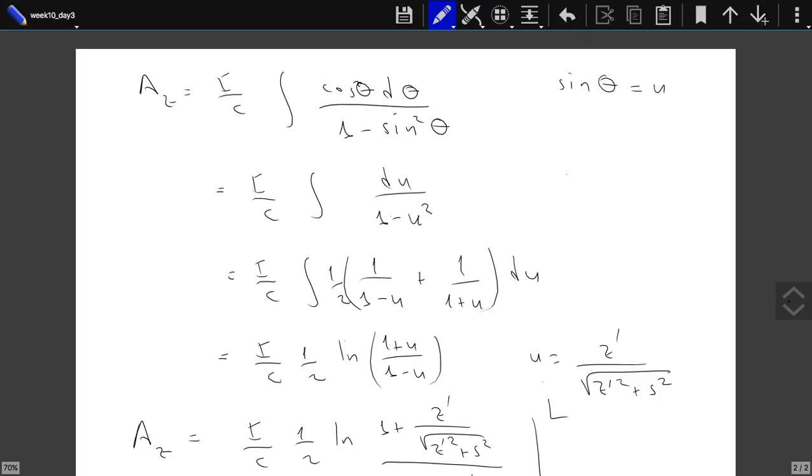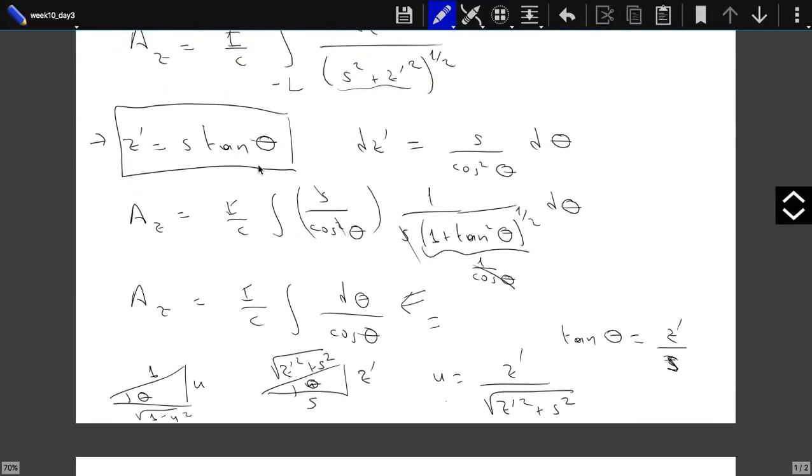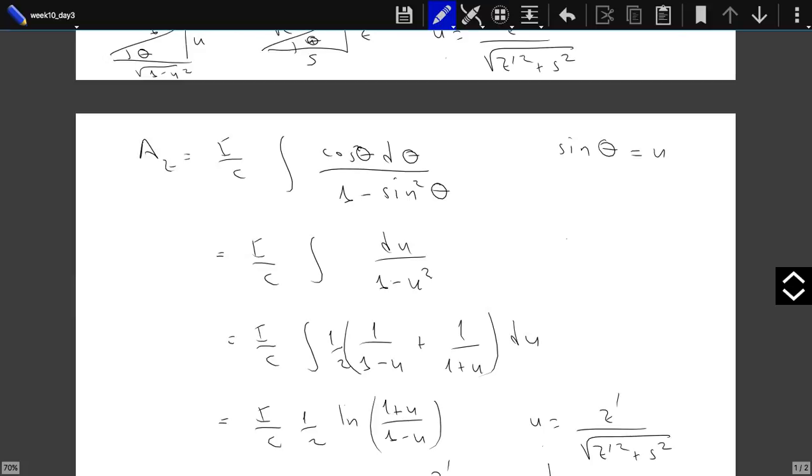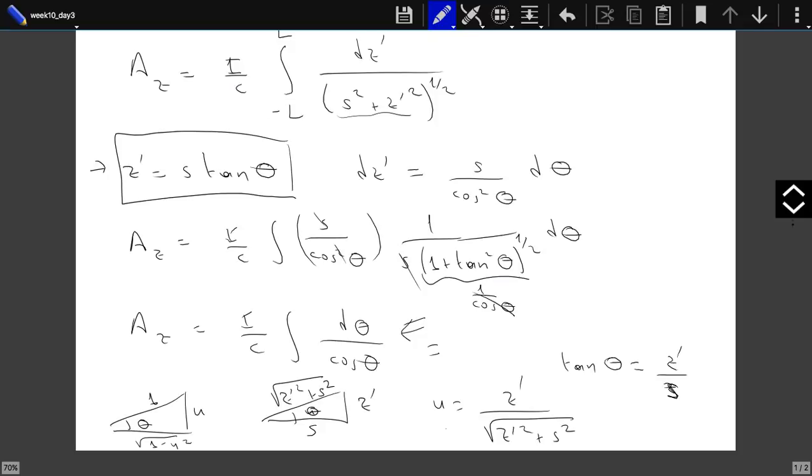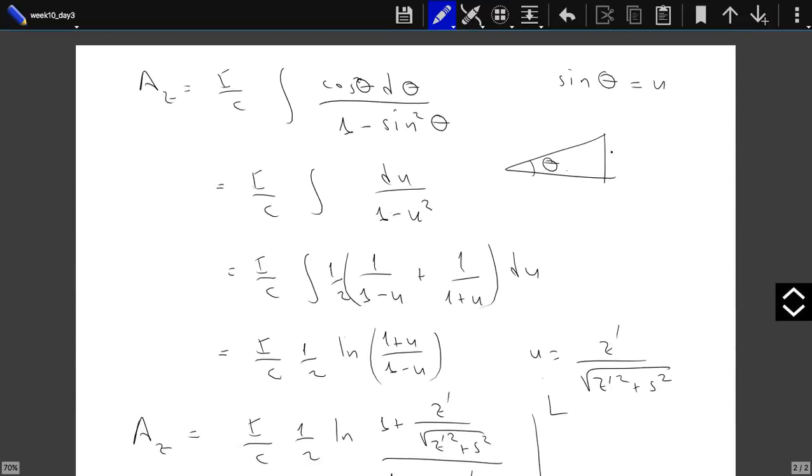Now, the next thing is to relate this u to z. Remember how we defined theta first. This is our theta angle. Tangent theta is just z prime over s. So here, this is z prime. Here we have s. So this is the square root of z prime squared plus s squared. So u, which is sine theta, is just z prime over the square root.